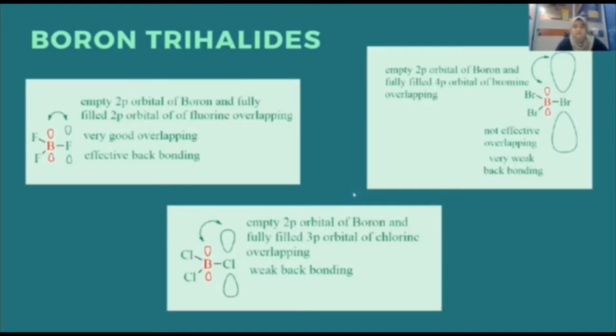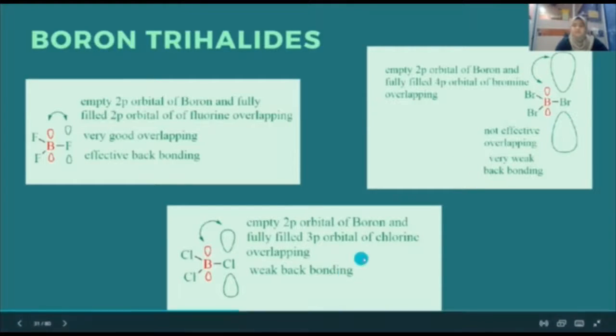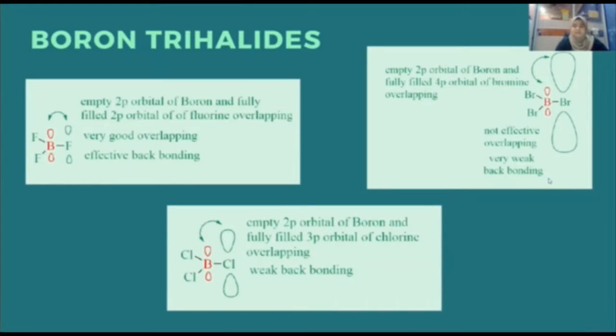To make it clearer, we can take a look at this diagram. We first look at boron trifluoride. As you can see, the boron atom and fluorine atom are similar in size, so they can overlap with each other and form an effective back bonding. However, for boron tribromide and boron trichloride, they have a significant difference in size, so they are not able to overlap with each other, which creates a very weak or not effective back bonding.